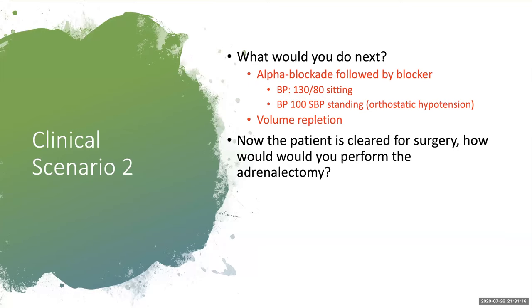Okay. So you did a successful surgery. Where are you going to place the patient? Place in the ICU for monitoring the blood pressure. Okay. Anything else you want to monitor? I will monitor for bleeding.